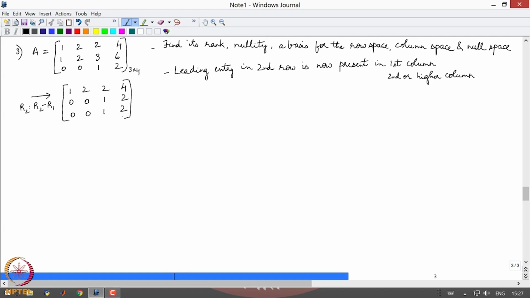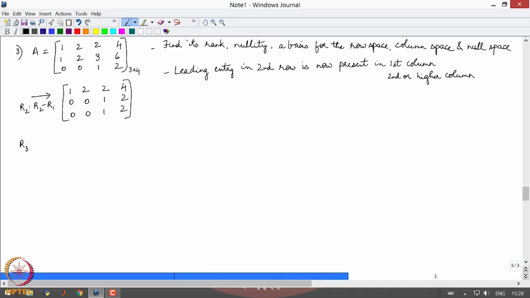Okay. So, now you can see that the leading entry in the second row is now present in the third column, which satisfies the property of the row echelon form. But now if you go to the third row, the leading entry is in the third column, but as the leading entry in the second row is in the third column, the leading entry in the third row cannot be in the third column, it can be only in the fourth column or higher, or it need not be even present. So, we will do another operation as follows.